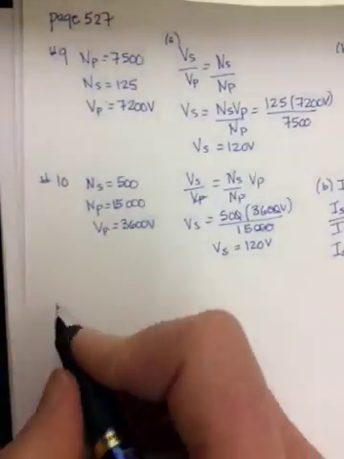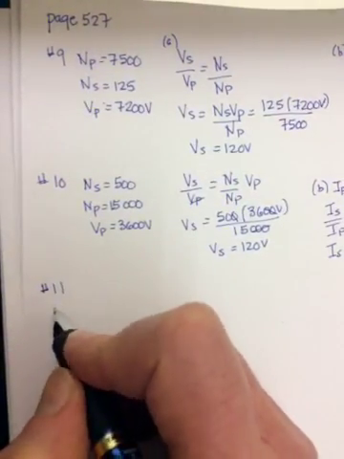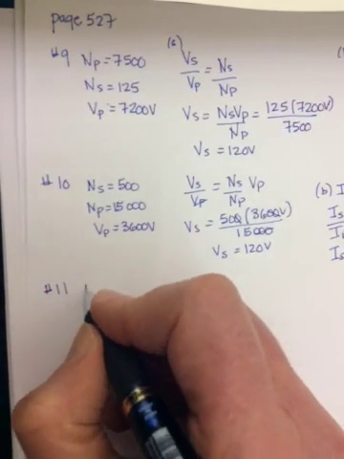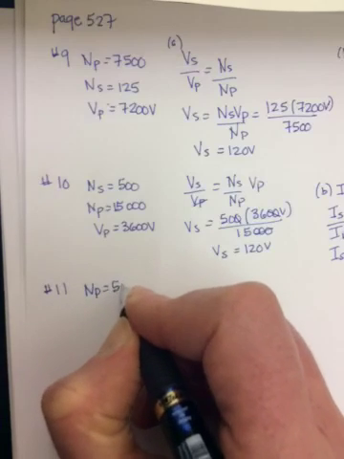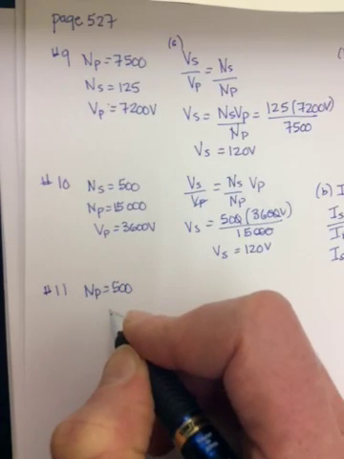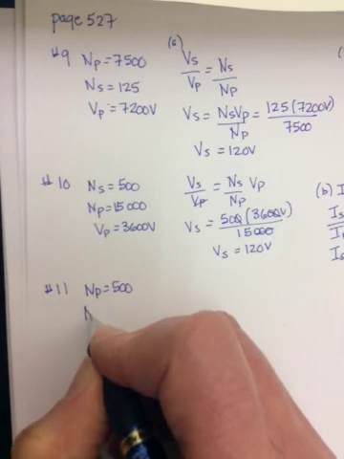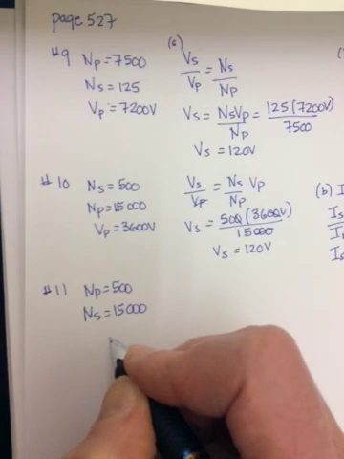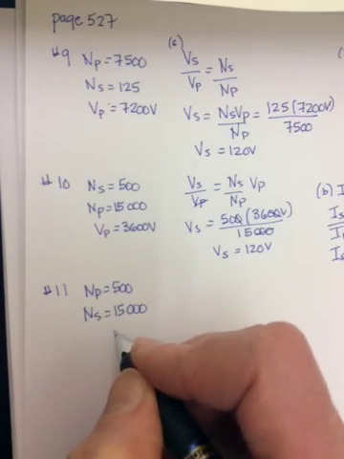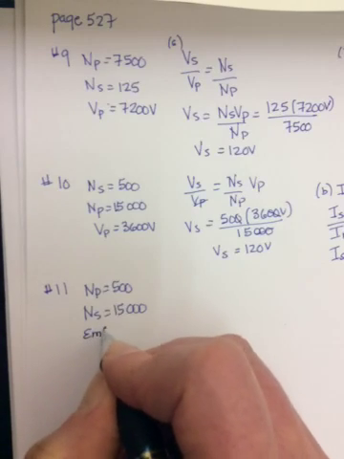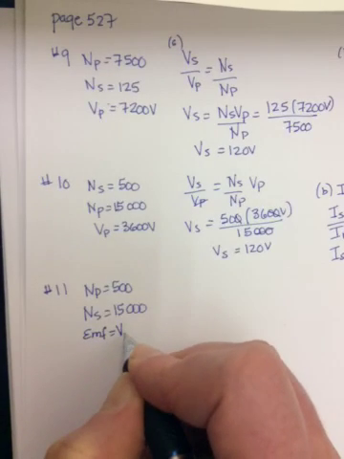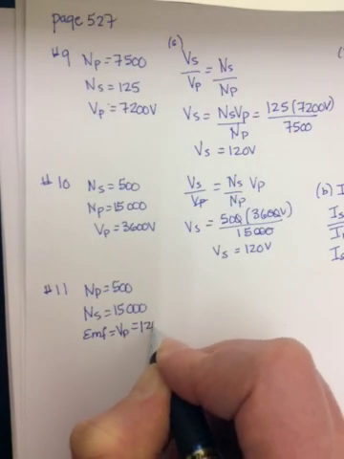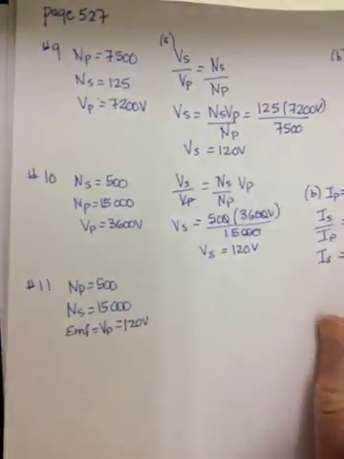All right, turn the page. Number 11 says an ideal step-up transformer's primary circuit has 500 turns, so NP 500. Its secondary circuit has 15,000, so NS, so they've just switched them up here on us from the last one. The primary is connected to an AC generator having an EMF of 120 volts. So EMF, which is really V, and it said primary, right? Yeah, is 120 volts. Calculate the EMF of the secondary.